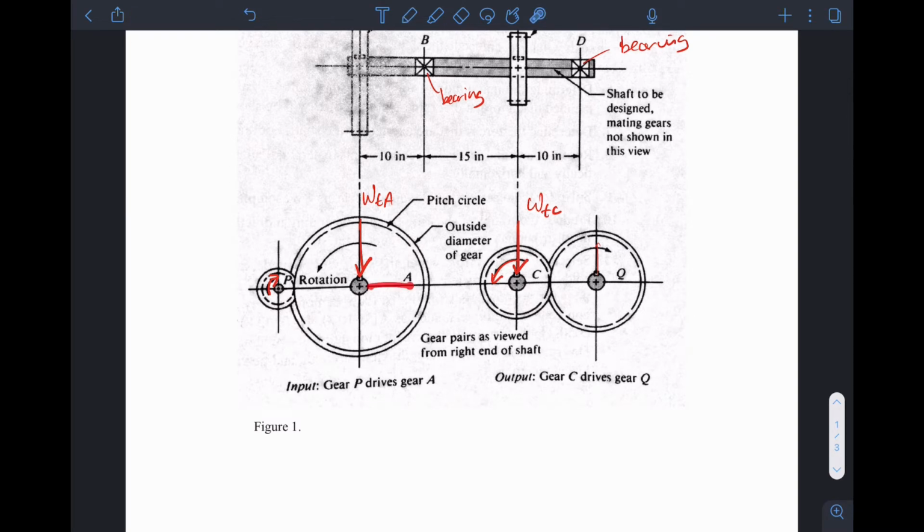So we will have a separation force like this, trying to separate the gears, and that is the radial load. That force will be acting in this direction here. So this is WR for radial at position A. Similarly, again trying to separate the gears between C and Q, so this is WRC. So these will be our forces, our applied forces.